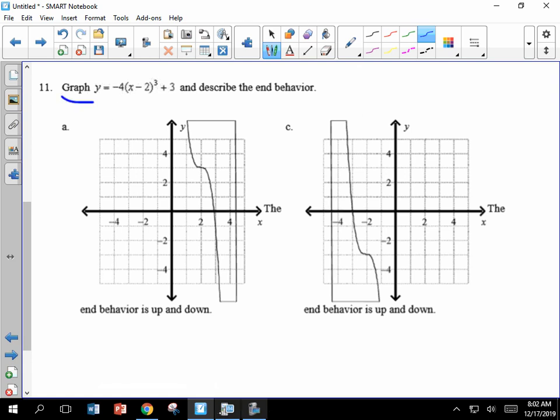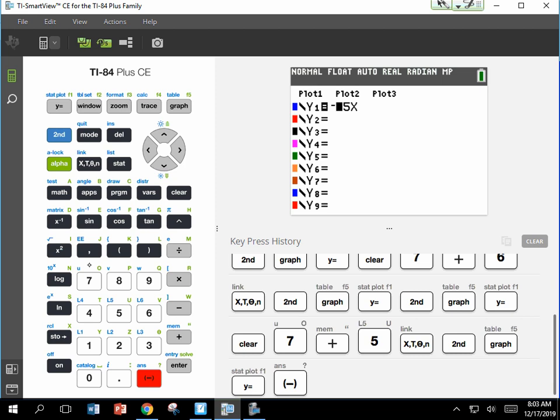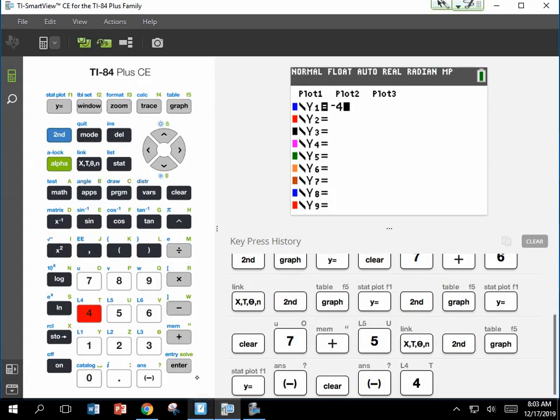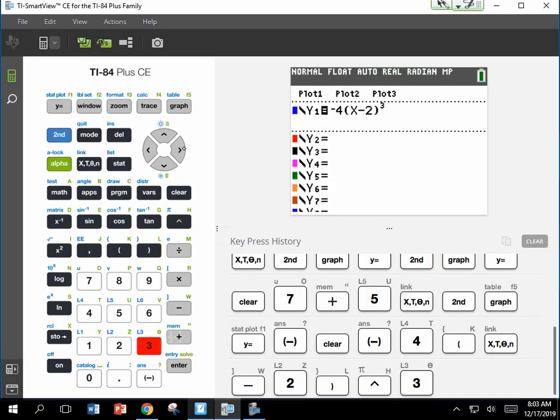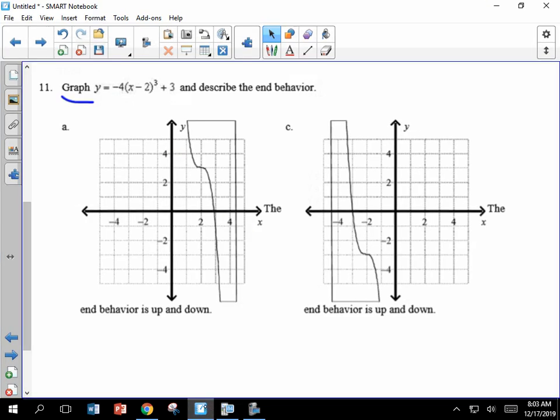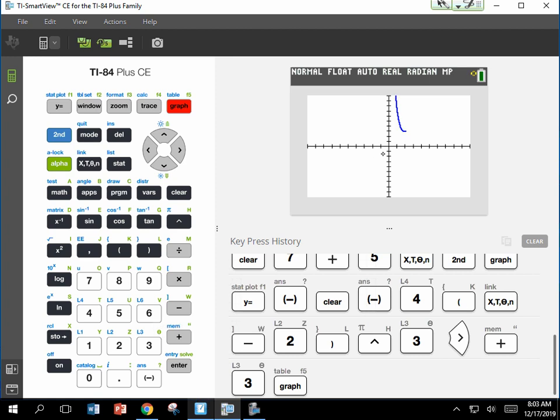So all you have to do is go to your calculator and put it into y equals, negative, clear it out first, negative 4 x minus 2 raised to the third power plus 3, and then hit graph. And you're going to match which graph looks like the one on the screen here.